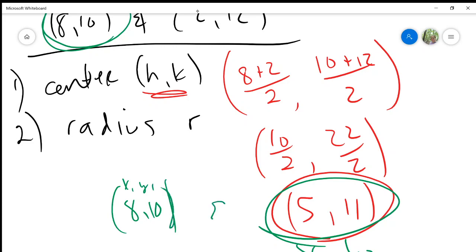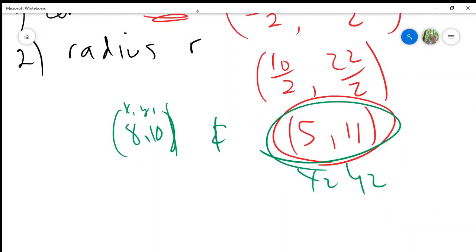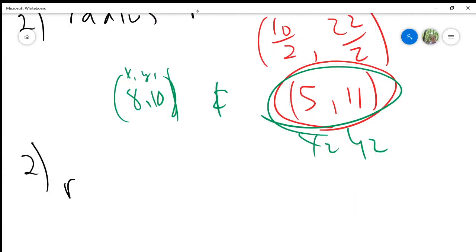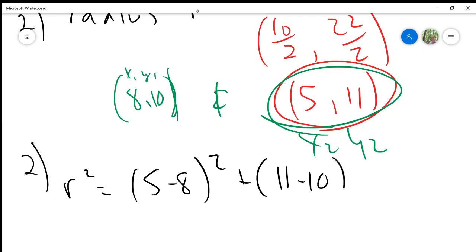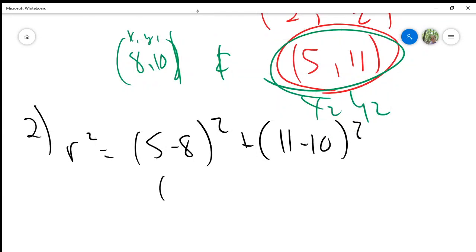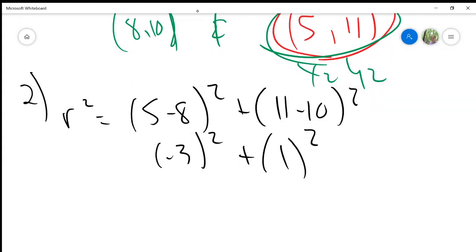Now, in order for me to find the radius, I'm going to use that distance formula without the square root. I'm going to say r squared is going to equal, and then I'm going to dive right into the distance formula. So I'm going to have 5 minus 8 squared plus 11 minus 10 squared. So 5 minus 8 is negative 3, but that's still squared. And 11 minus 10 is 1, but that's still squared. And negative 3 squared is 9, and 1 squared is 1.